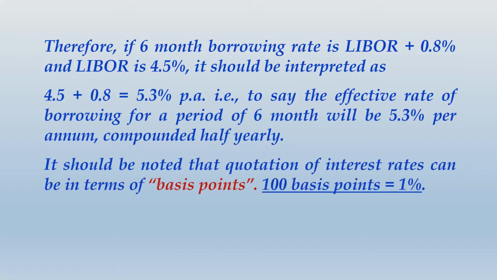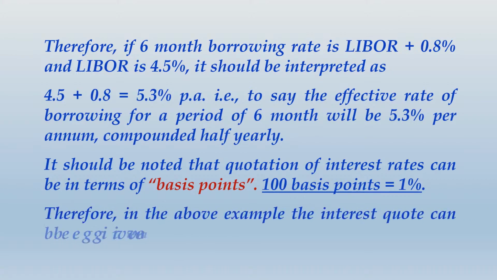It should be noted that quotation of interest rate can be in terms of basis points, where you should be knowing this point very clearly, that 100 basis points make 1%. So if the interest rate is quoted like this, we can alternatively write as LIBOR plus 80 basis points. Therefore, in the above example, the interest quote can be given as LIBOR plus 80 basis points. I'm giving you a moment. Please take the screenshot and then I take you ahead.